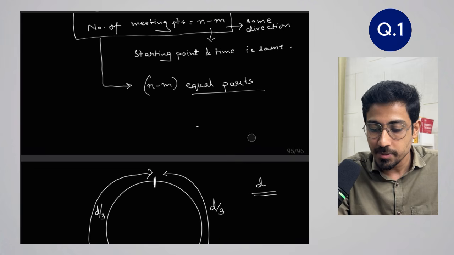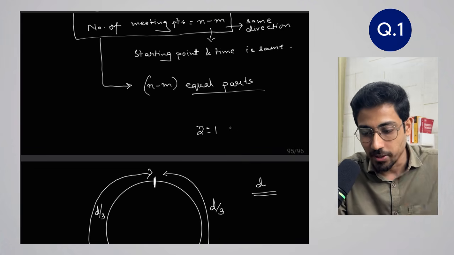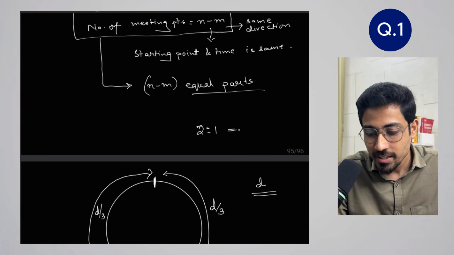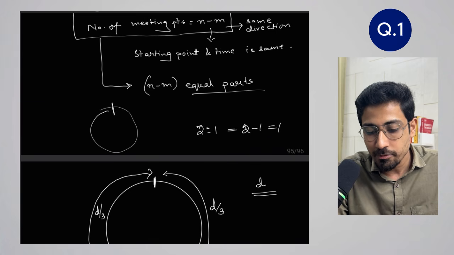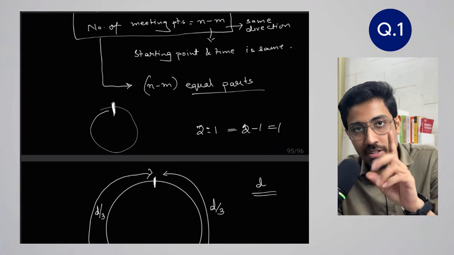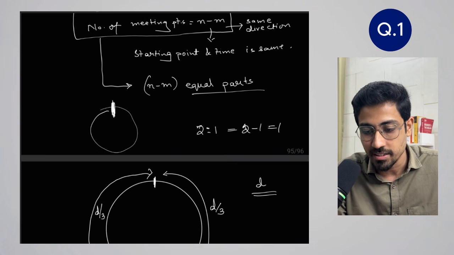If the speed ratio is 2 is to 1, what will happen? There is just one meeting point. Okay, now this is important. If 2 is to 1, then 2 minus 1 is just one meeting point. And what will be that meeting point? It will be the starting point. The starting point is always one of the meeting points. So the starting point will be the only meeting point in this particular case.